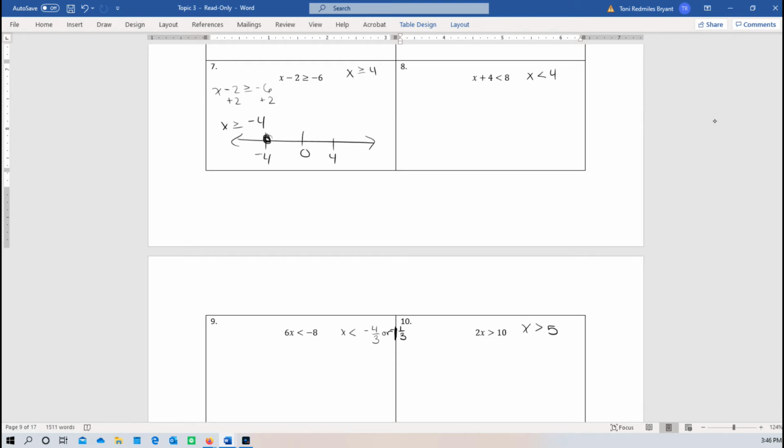So I'm going to put a big old dot. And x is greater than, it's the values greater than, bigger than the negative 4. So it's going to be everything that's bigger than the negative 4, greater than the negative 4, is to the right.